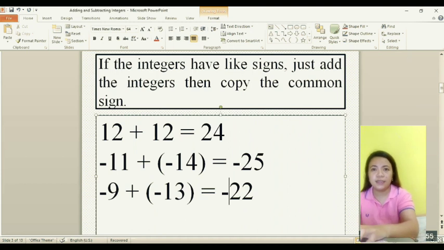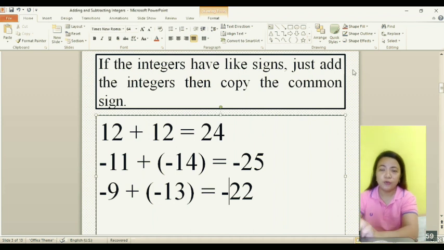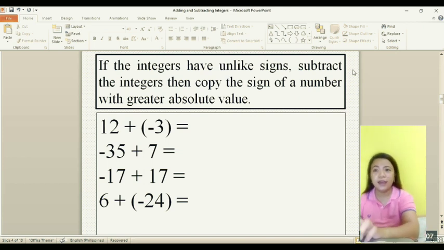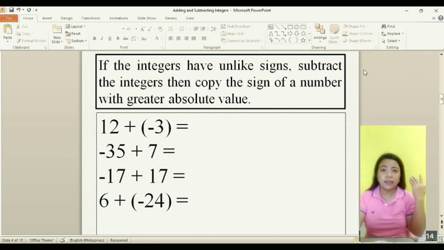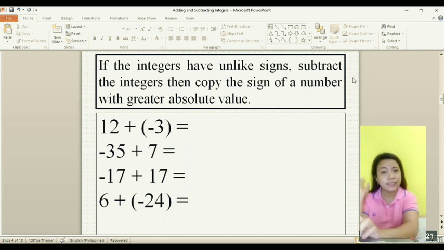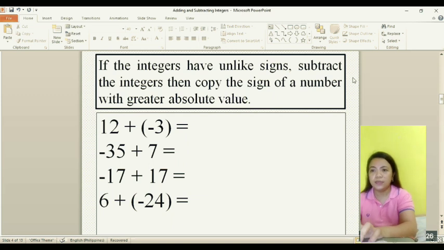Next, let's have the unlike signs. So if the integers have unlike signs, all we have to do is to subtract the integers and then copy the sign of the number which has a greater absolute value. So it means that the number which is bigger always has the greater absolute value, whether it is a positive or a negative number. Okay, so let's have this example number 1.